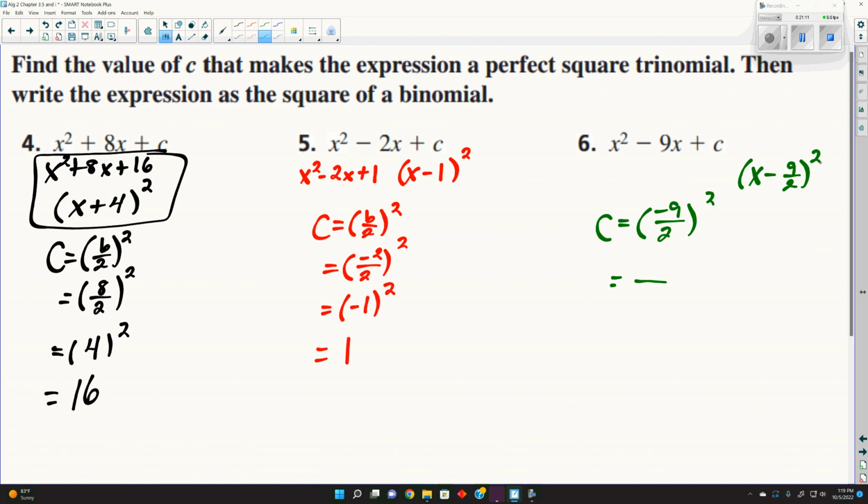Now, squaring this is actually not as bad as it seems, because we can square each part. But we know it's going to be positive. So 9 squared, 9 times 9, is 81. Yeah, that's not too bad. 2 squared is 4.